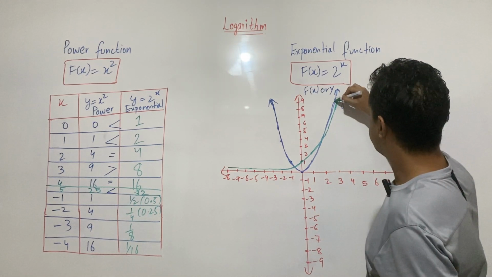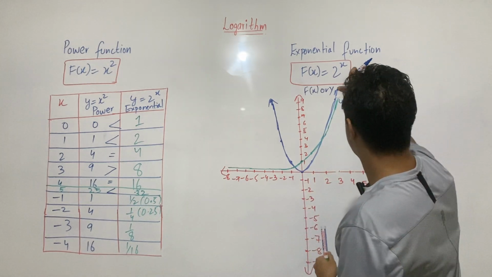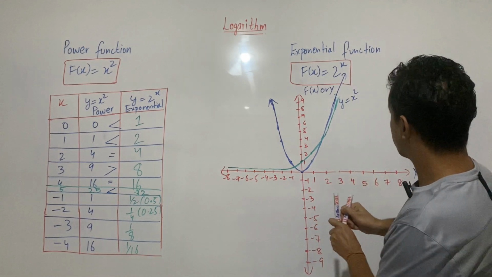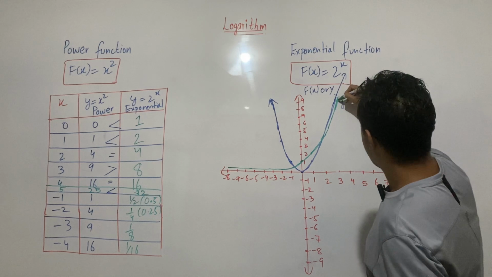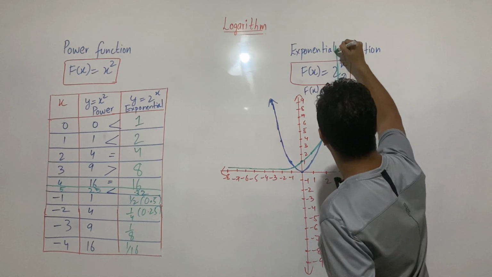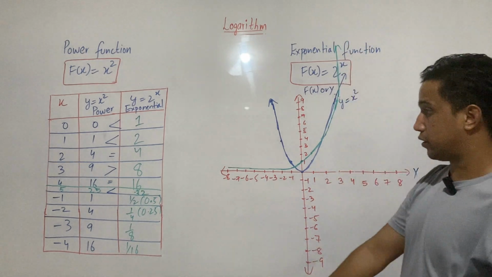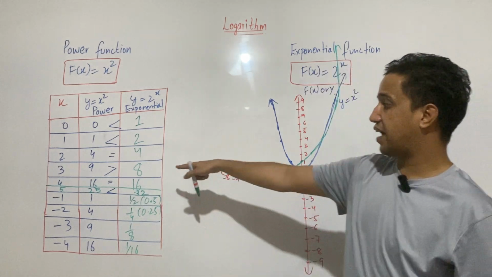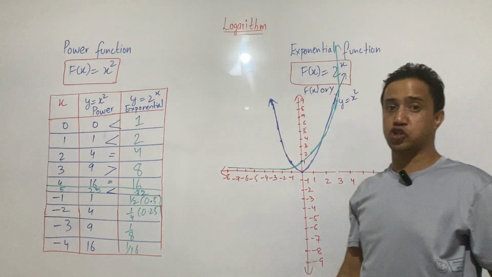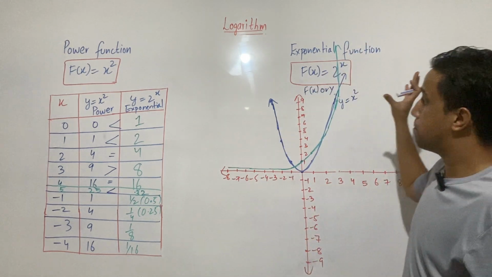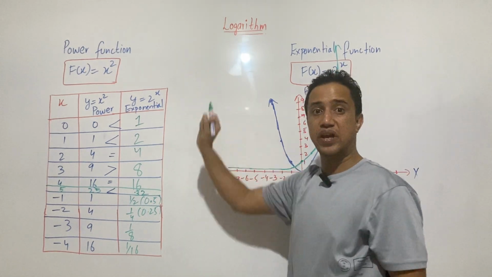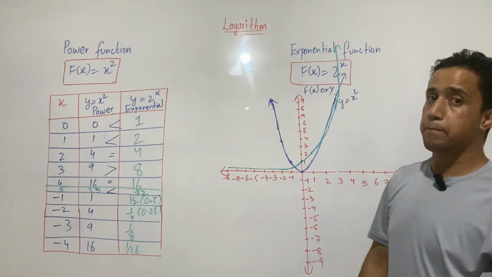But after that, what would happen? After this, this graph is going to overtake it completely. After this point, x equals 4, the exponential function graph is going to overtake the power function. So it means that the exponential function is really powerful compared to the power function.